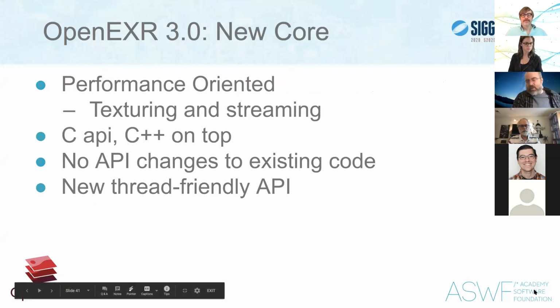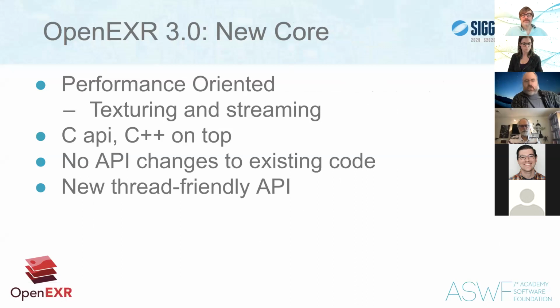The other thing that we're doing in OpenEXR3 is making a new core I/O layer. This is largely driven out of a need for more performance. The existing library has some good threading support, but it also has a fair amount of overhead associated with that.